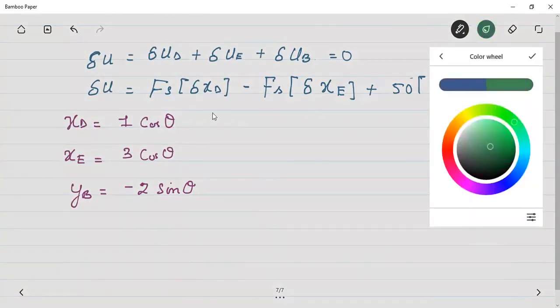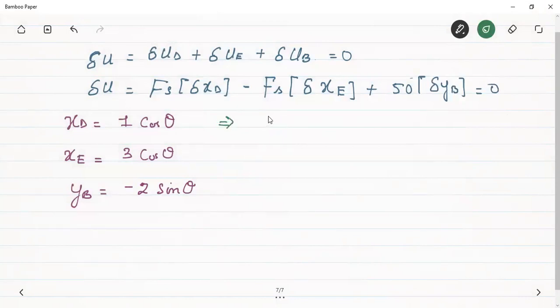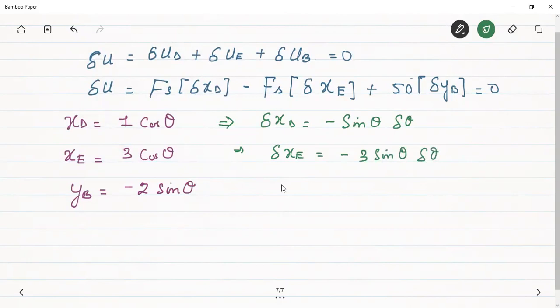So once we have located all these coordinates, what we can do is find out the differential displacements, or the virtual displacements. So delta xd here will be equal to minus sine theta delta theta, delta xe will be equal to minus 3 sine theta delta theta, and the virtual displacement of the point B in the vertical direction will be equal to minus 2 cos theta delta theta. We already have considered the signs of the virtual works, therefore we can ignore these signs and only take their magnitudes.